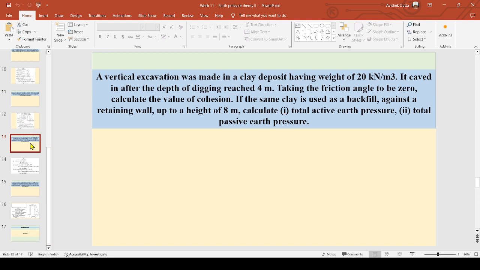A vertical excavation was made in a clay deposit having unit weight of 20 kilonewton per meter cube. It caved in after the depth of digging reached 4 meter. I had given a similar sum in the last class also. It caved in means it crumbled after the depth of excavation was 4 meter, that is, the maximum unsupported length will be 4 meter. Taking the friction angle to be 0, calculate the value of cohesion. If the same clay is used as a backfill against a retaining wall up to a height of 8 meter, calculate number 1, total active earth pressure, and number 2, total passive earth pressure.